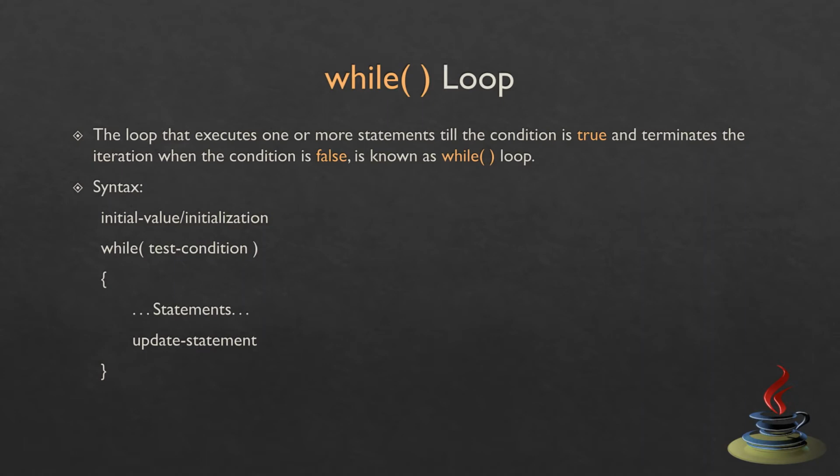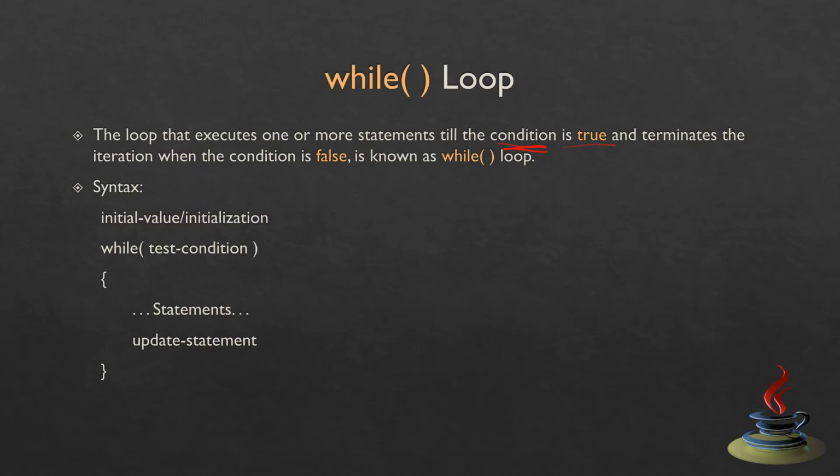What is a while loop? The loop that executes one or more statements till the condition is true, and terminates the iteration when the condition is false, is known as a while loop. The condition is the main thing in your loop. If the condition is true, then it executes the loop body part. If that condition becomes false, it terminates and exits from the loop.